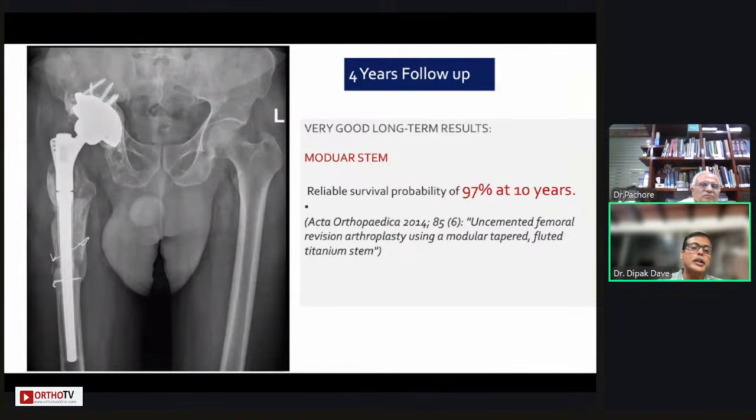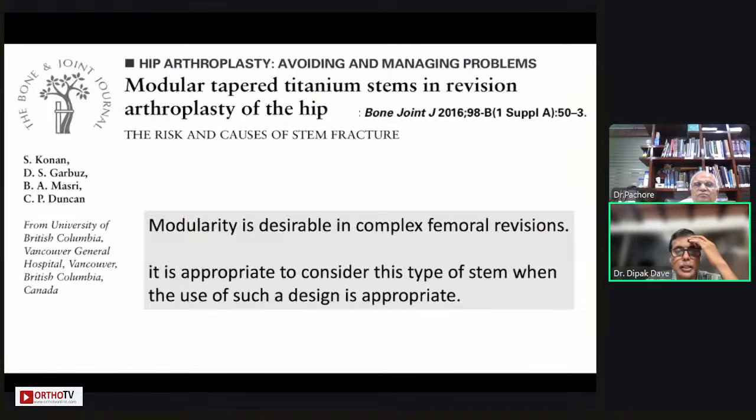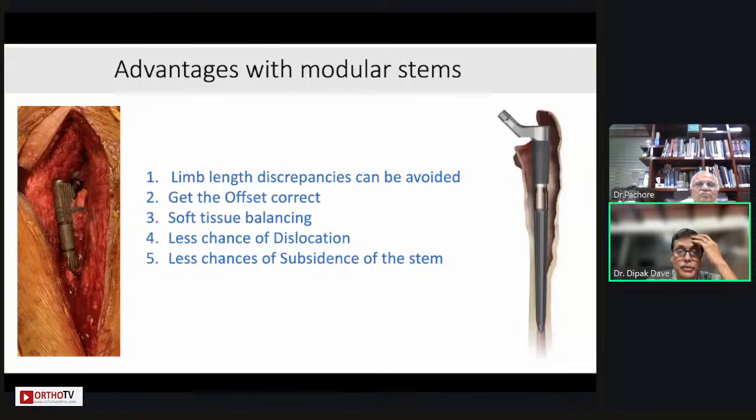But the only key point here is the modular junction has to be covered with bone graft or the patient's ETO bone. It has to be covered nicely to avoid a fracture at the modular junction. That is the key point. It is desirable in complex femoral revision.